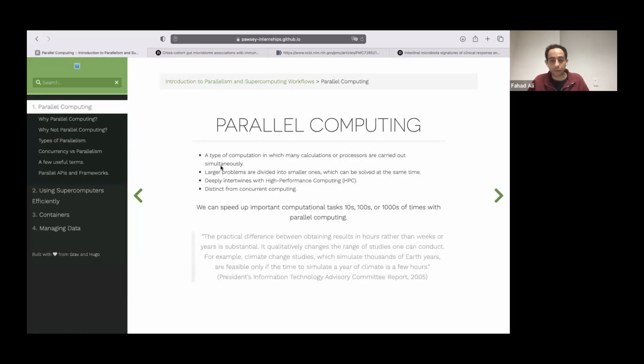Now, generally what this means, if you've got a large data set or a large problem that you need to work on, is you divide it up into smaller subtasks. And those can be run and solved at the same time. Parallel computing is not limited to high performance computing, but high performance computing is a platform in which parallel computing can really shine.